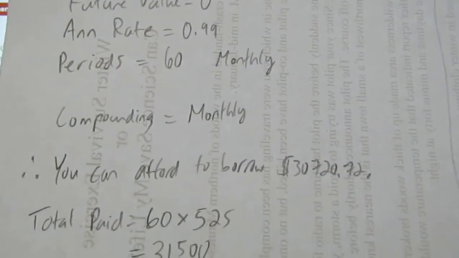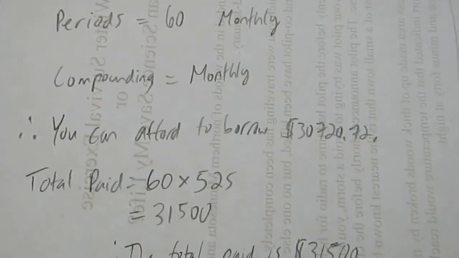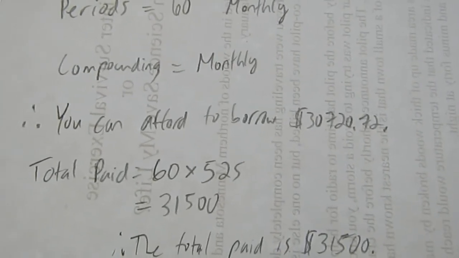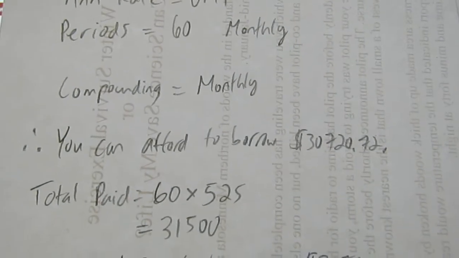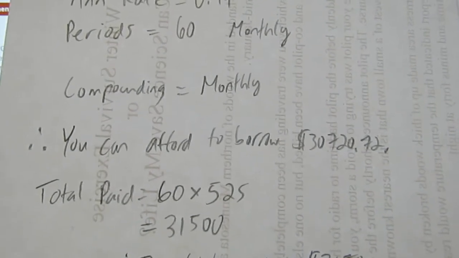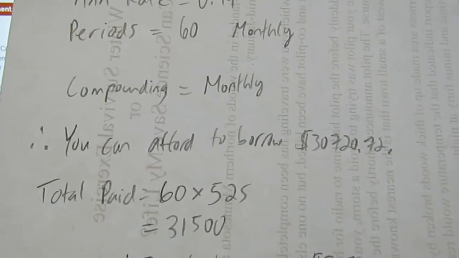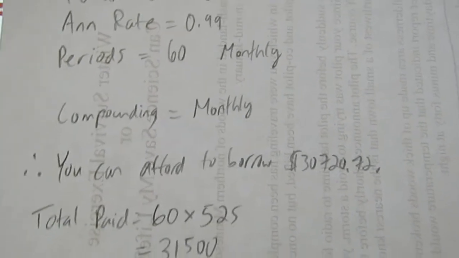Okay, part B says how much interest did you earn? We're going to do that in 2 parts. First, we'll calculate the total paid. Your total paid are those 60 payments. You make 60 total contributions of $525. So that works out to $31,500. That's for your total paid.